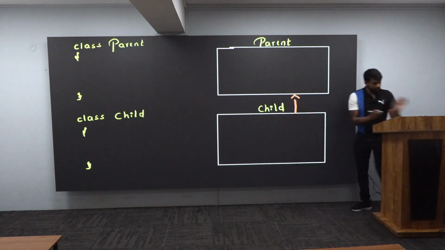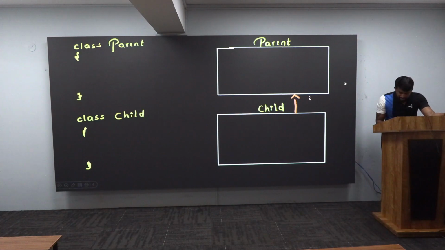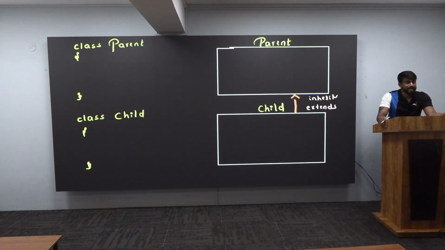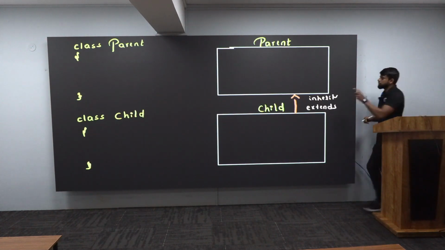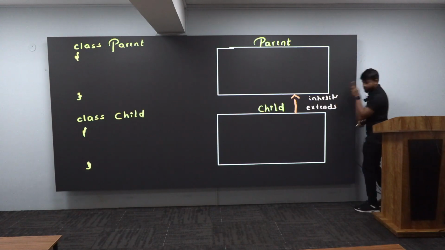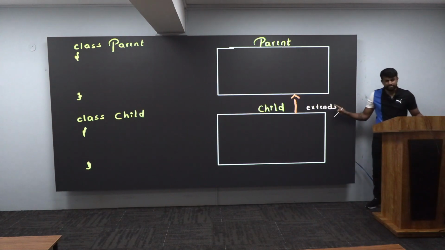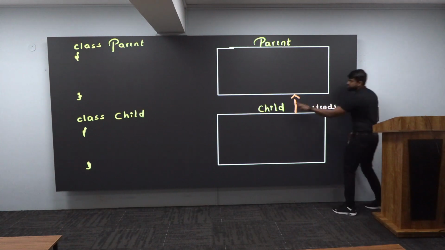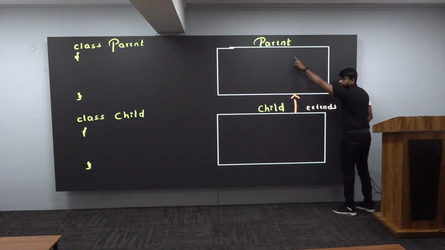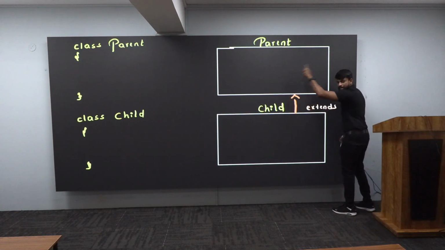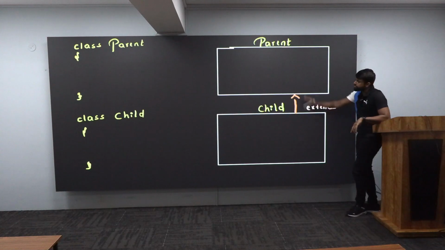This arrow mark, you can call it inherits, and you can also call it extends. Extends. So now you ask me, sir, which one is better among these two? Among these two, this inheritance you should not say. What should I say? Extends only. What is the meaning? Child is extending from parent. What is the meaning? Child is inheriting from the parent. Got this? So this is the diagram.